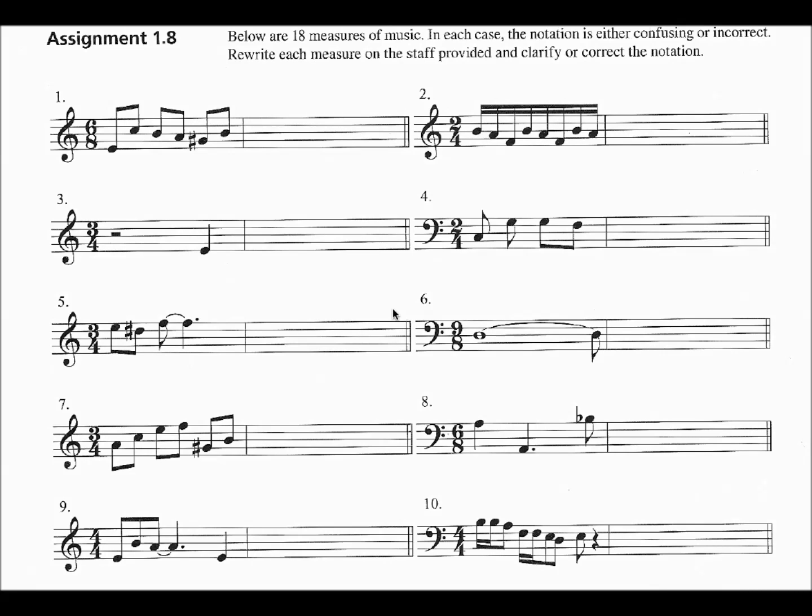Now let's look at assignment 1.8. Each one of these has some incorrect notation or confusing notation. The first one is in 6/8, so the beat should be a dotted quarter note, right, with a subdivision into 3 eighth notes. And the beaming here shows 2 eighth note groups, so that's not right. So I'm going to re-notate this with the same pitches, but grouping the eighth notes into threes.